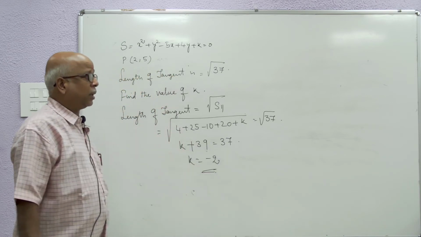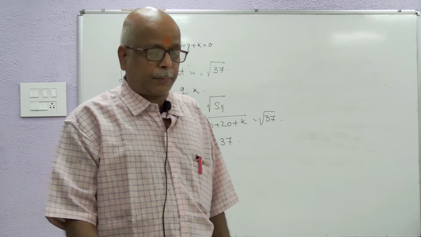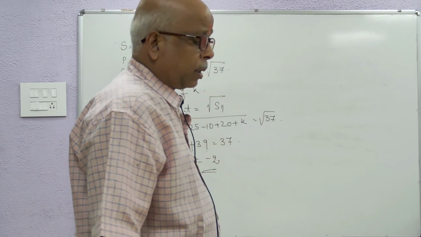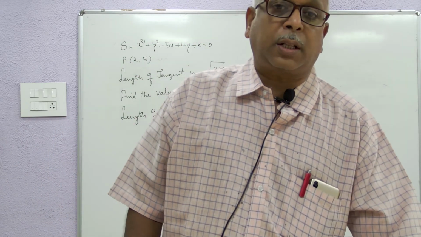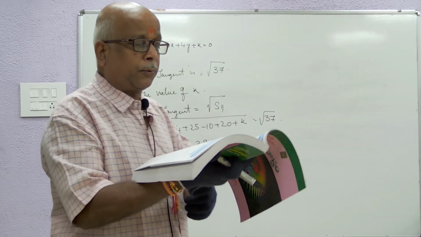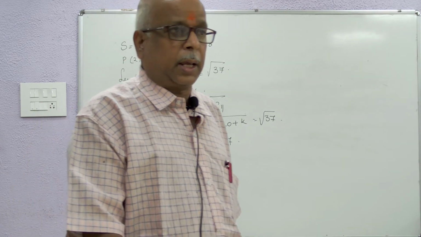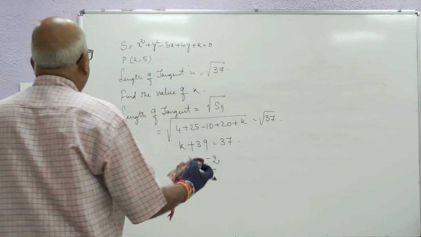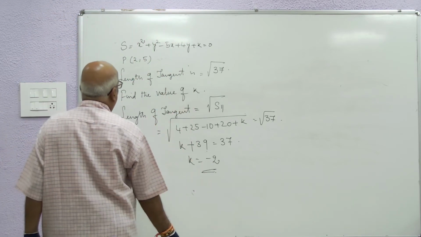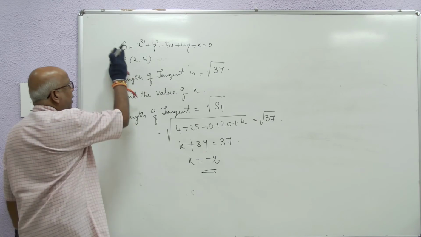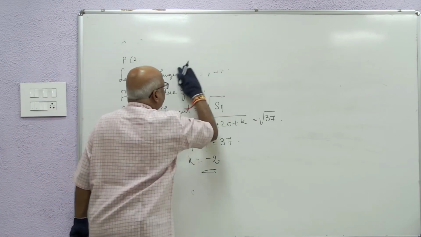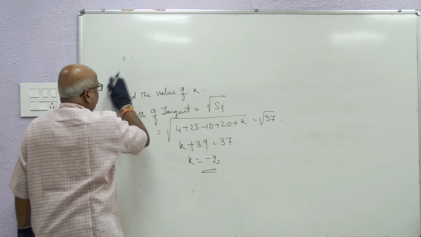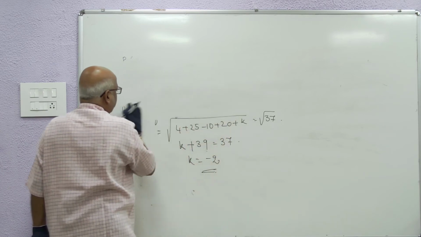That is equation of the circle. Okay. That is the value of unknown constant k when the length of the tangent drawn from a point to the circle is given. Let us take up next problem.